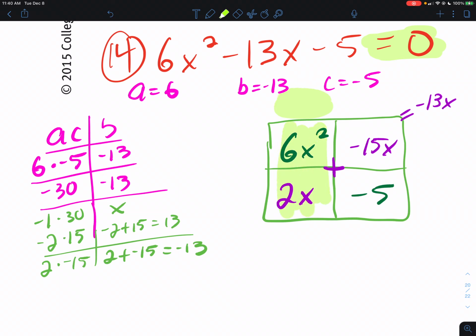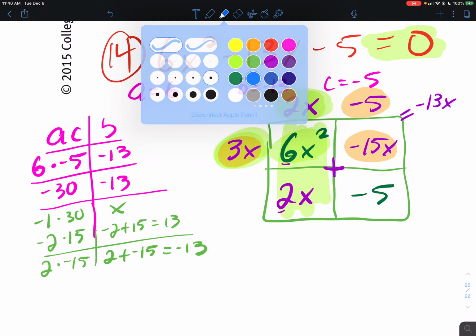What do 6x squared and 2x have in common? Well, they're both even, so 2, and they both have an x. And then for this one, I could just check 2x times what gives us 6x squared? Well, that would be 3x. And then what times 3x is -15x? Well, that's going to have to be -5.